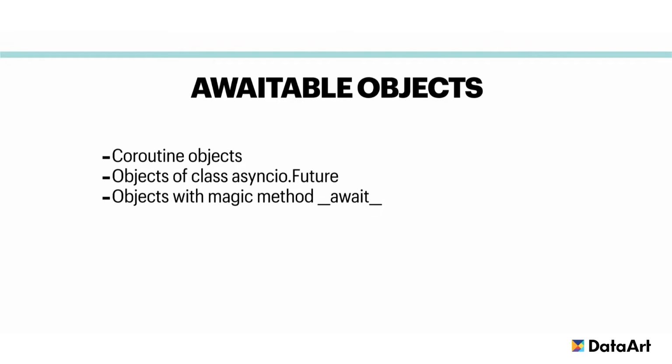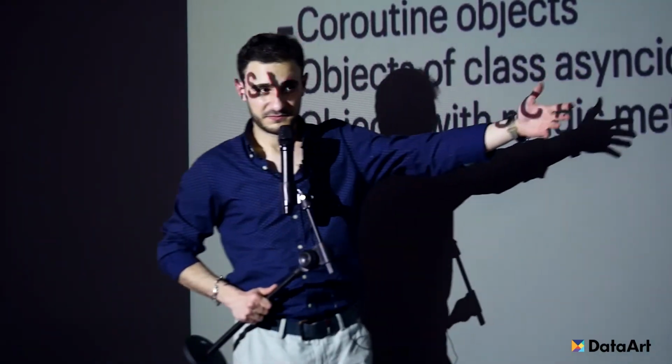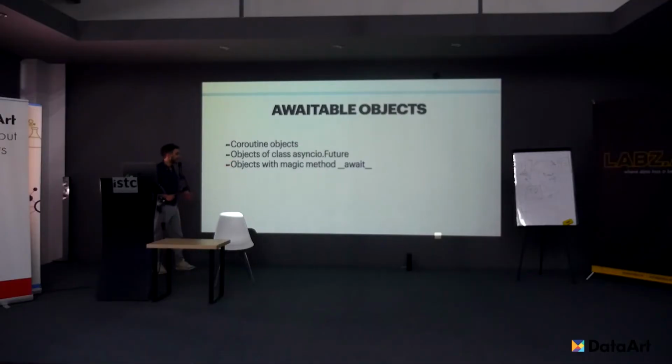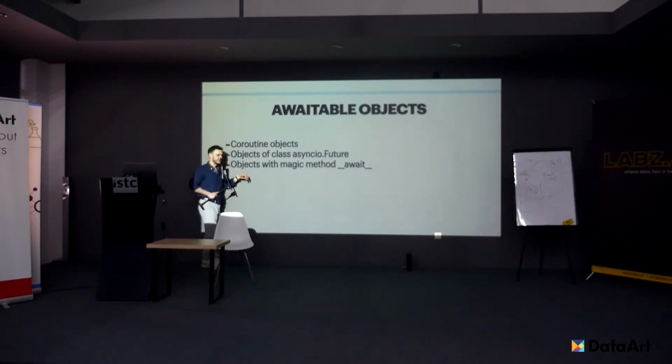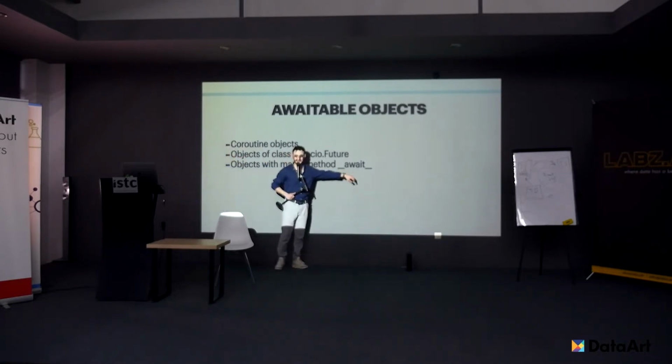So the first awaitable in Python is the coroutine object we have just created. We need some way to execute it. The other one is all of the objects that are subclasses of the asyncio Future class. And the other set of awaitables are all the objects you create by specifying the await dunder method.